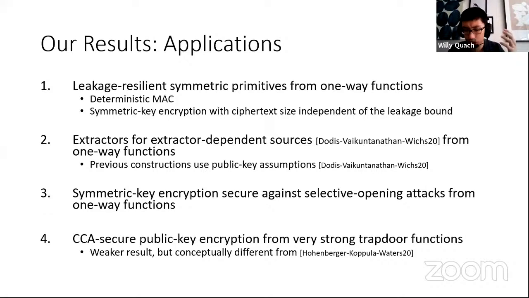And last, we also show that it's useful for higher-end applications by showing a new construction of CCA secure encryption from extremely lossy trapdoor functions. While the end statement is quite weaker than what was done at Crypto last year by Hohenberger, Coppola, and Waters, it's still a conceptually new approach to CCA secure encryption.